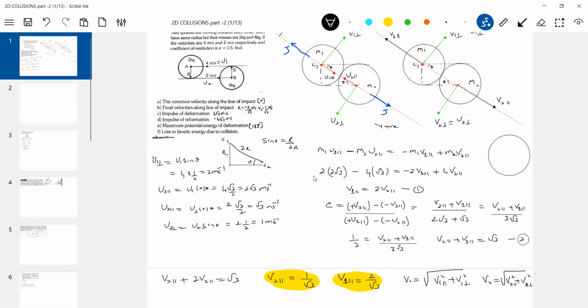There's a method for this. So whenever a two-dimensional collision comes, what is very important? The line of impact. Initial velocities, you resolve along the line of impact and perpendicular to the line of impact, and apply conservation of momentum and the coefficient of restitution along the line of impact. The unknowns are obtained.